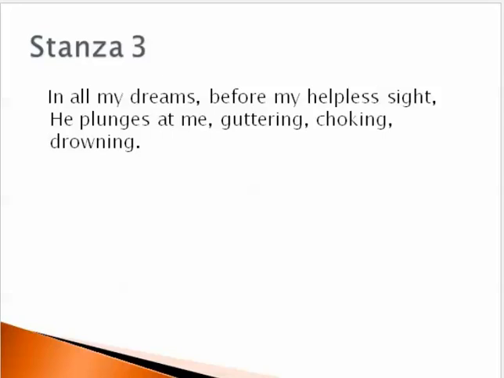So in all my dreams, before my helpless sight, he plunges at me, guttering, choking, and drowning. And so, Chris, you've really got that where he says, before my helpless sight. So he could not help, but he watched all of this. And it says, in all my dreams. So he continues to have these dreams.